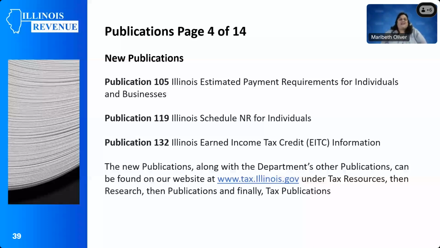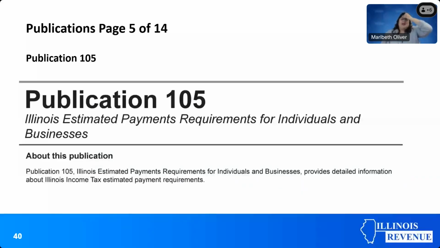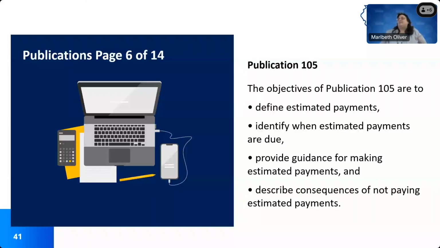This is what publication 105 looks like up at the top. Estimated payments, and it is for both individuals and businesses. And the objectives of Pub 105 are going to define estimated payments. It's going to tell you what qualifies and what you need to do. It's going to identify when they are due.